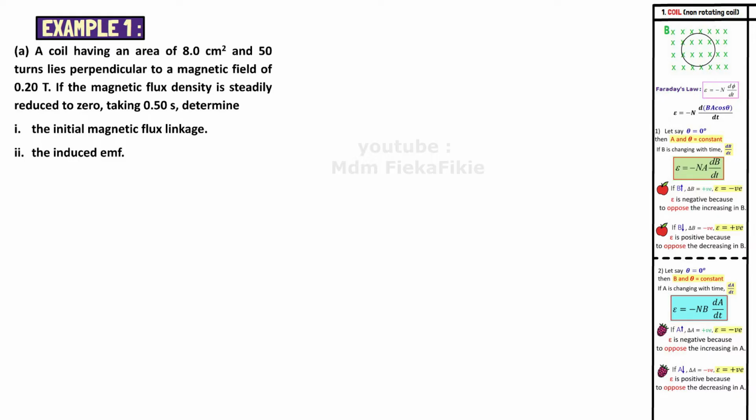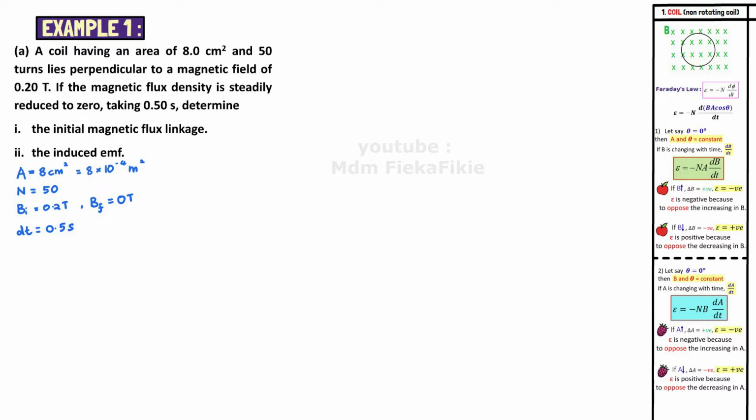Remember, calculating magnetic flux is different from magnetic flux linkage. The question does not ask for initial magnetic flux, but initial magnetic flux linkage. Alright, so now, let's try to answer the question. Before we start, make sure you take out all the information given in this question. We have A, convert it to meter squared. We have N, we have initial B. So initial B is 0.2 and the final B is 0 Tesla.